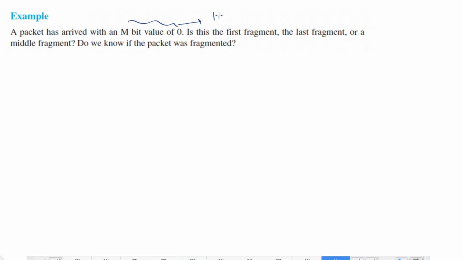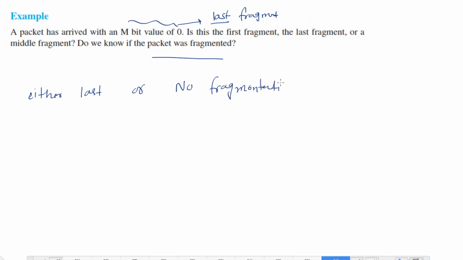Which means this is definitely either the last fragment, or the original packet, which means that there may not be any fragmentation at all. So you will say that this is either the last fragment or no fragmentation at all, which means originally my packet should be containing 0 only. I mean, from the source itself it should be containing 0 in the more fragment field, right?